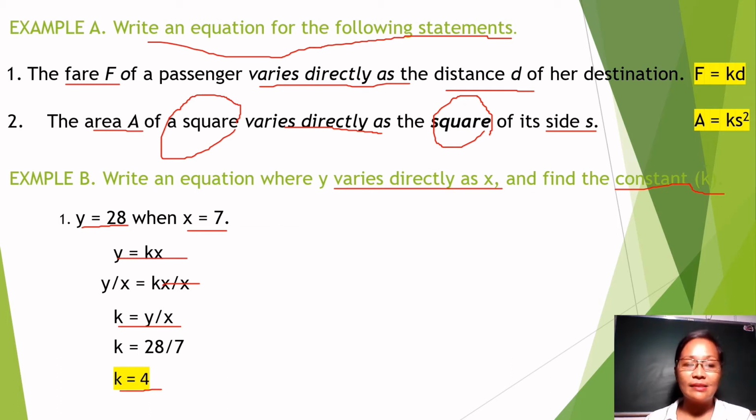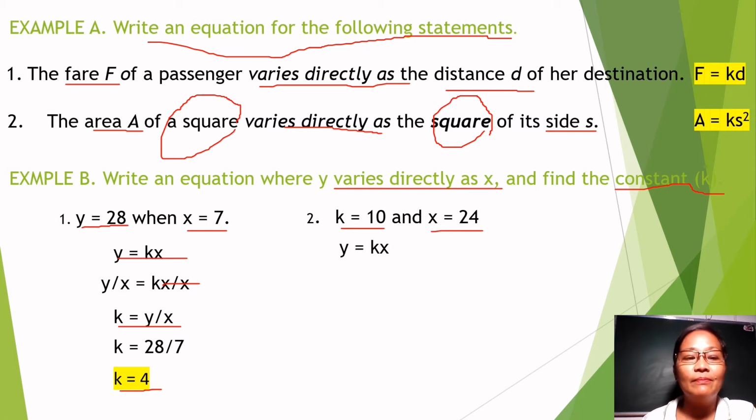Therefore, our k is equal to 4. Next, example number 2: k is equal to 10 and x is equal to 24. The same step, using our equation y is equal to kx from the instruction. Then, of course, in finding the value of k, we need to divide both sides by x and isolate k.